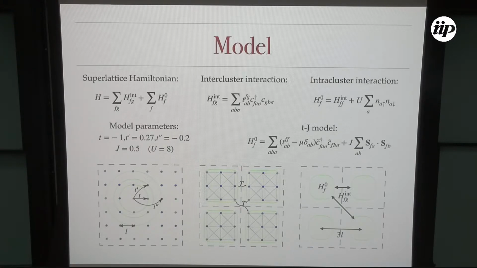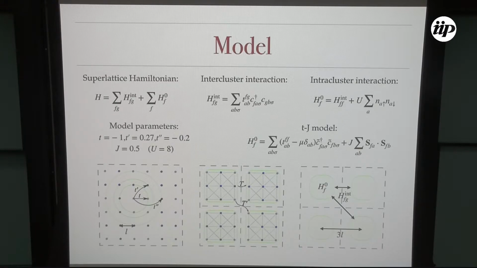The further step is dividing the Hamiltonian into the intracluster part and the intercluster part. The intercluster part is also a tight binding model, which describes the hopping only between the clusters. All hopping inside the cluster is included in the intracluster term. So you can see it here.